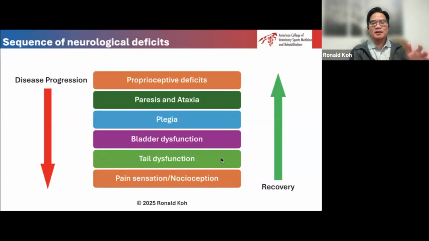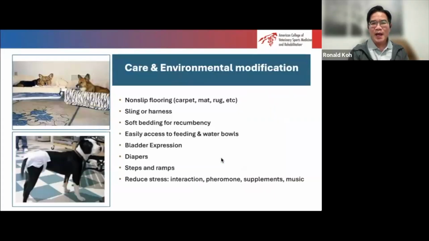Again, at this point, I'm not only focusing on proprioception, I'm also focusing on strength, because regaining strength actually helps the patient stabilize themselves. Even though they have proprioception, they might be able to pick up the leg better and walk forward without dragging the hind paw that much. So in phase one, it's also very important that we modify the environment and take care of them.